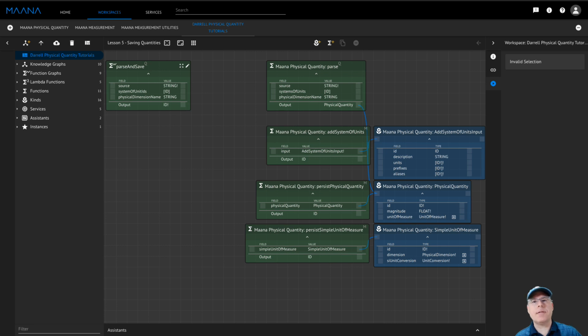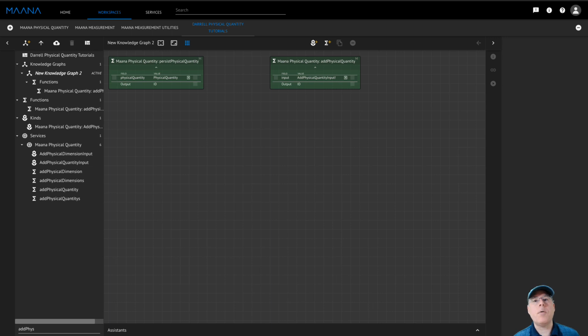At first glance, these persister functions may look just like the built-in CRUD operators, but there are some important differences. Let's take a moment to look at them in more detail. The physical quantity service provides two different ways of storing its kinds to KindDB: the built-in CRUD operations and these persister functions. To illustrate the difference, I've placed both of them here on the canvas.